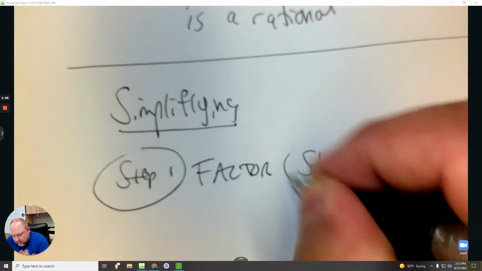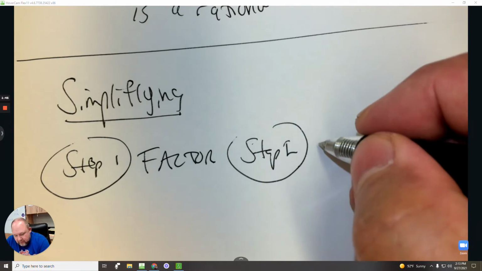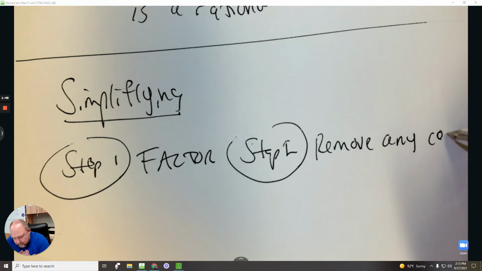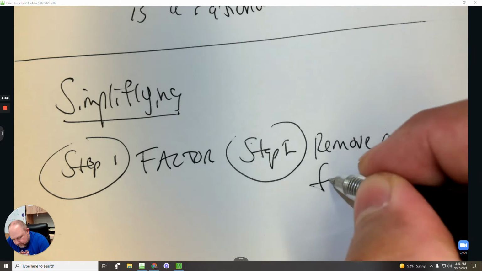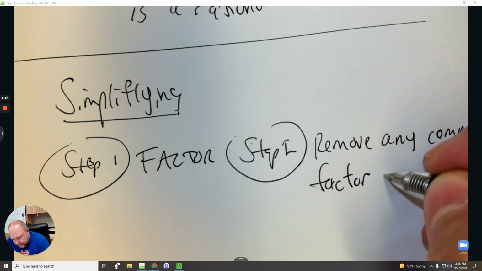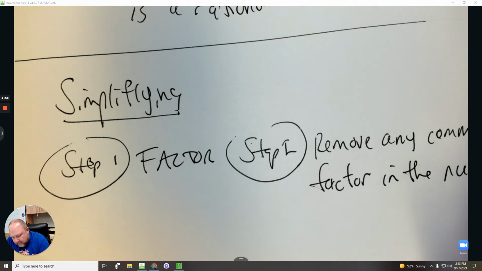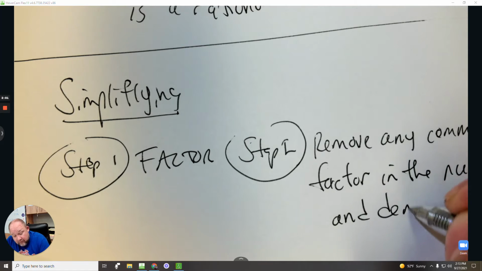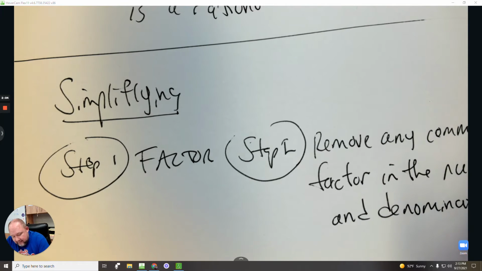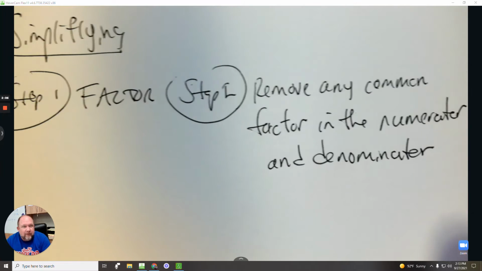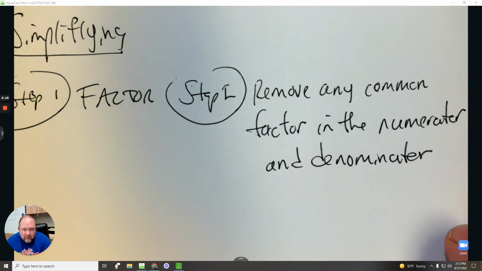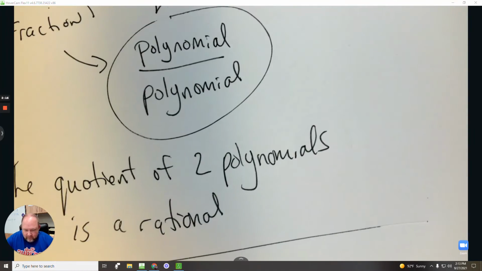And then step two is to remove any common factor in the numerator and denominator. And then what's left over is your answer. So we're going to do examples like that. So step one is to factor, and step two is to remove any common factor in the numerator and denominator. So let's look at some examples of what you're going to do for your homework.